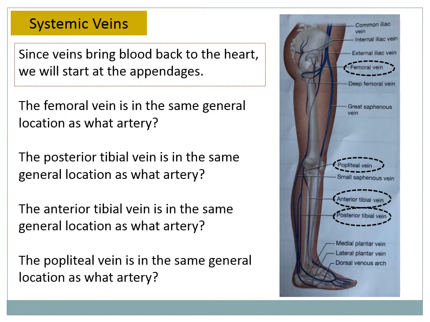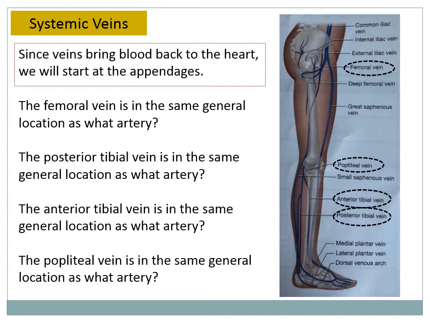So we are all done with the arteries, and now we're going to switch over to veins. Since veins bring blood back to the heart, we're going to start at the appendages and we're going to go backwards. What's really nice about arteries and veins is they're named very similarly. So if you know where one is located, you know where the other is located because they are in the same general region. So the femoral vein would be in the same general region as what artery?